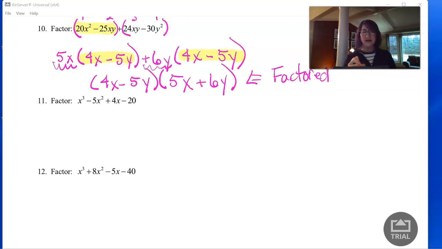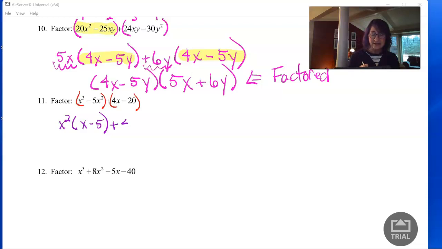So first thing that I'm going to do, put parentheses around the first two and the second two pairs of terms. Next, I am going to, out of the first pair, factor out a greatest common factor. In this case, it's just x squared. And then I'm left with x minus 5. Out of my second pair, I'm going to factor out a GCF. In this case, it is a 4. And I'm going to be left with x minus 5.